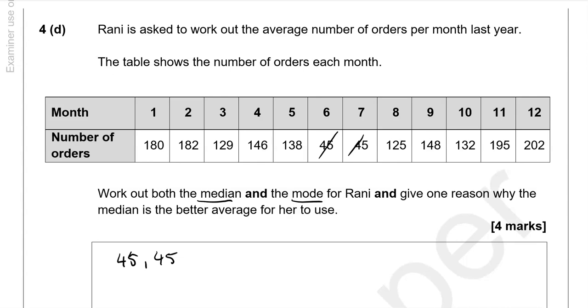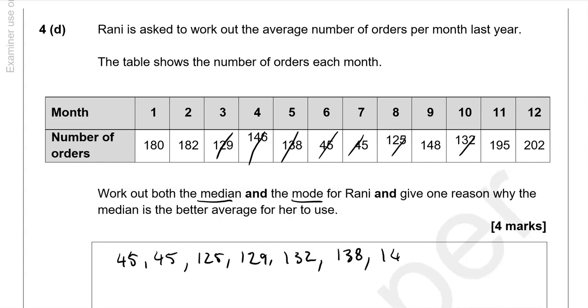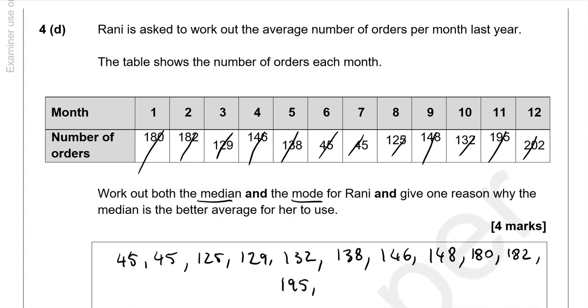We then get numbers over 100, so 125, 129, 132, 138, 146, 148, 180, 182, 195, 202.